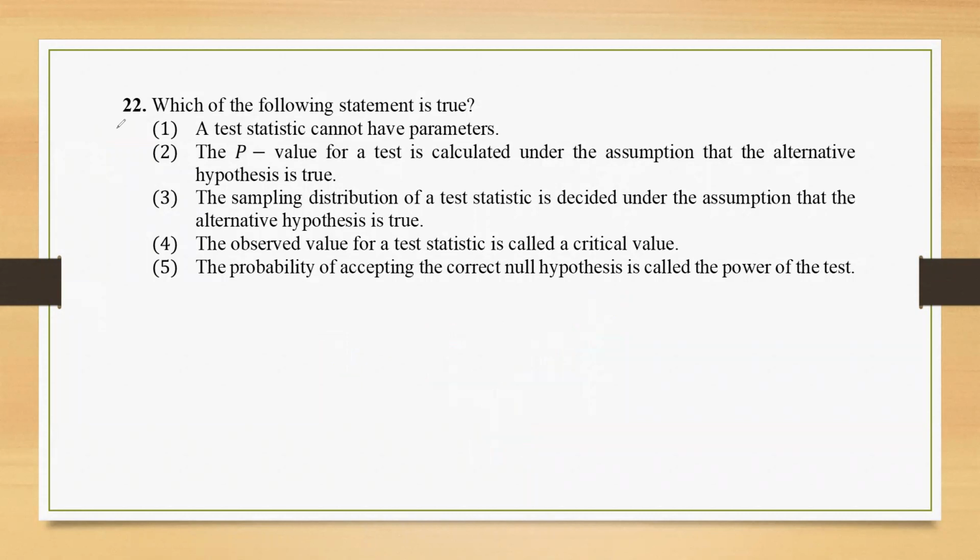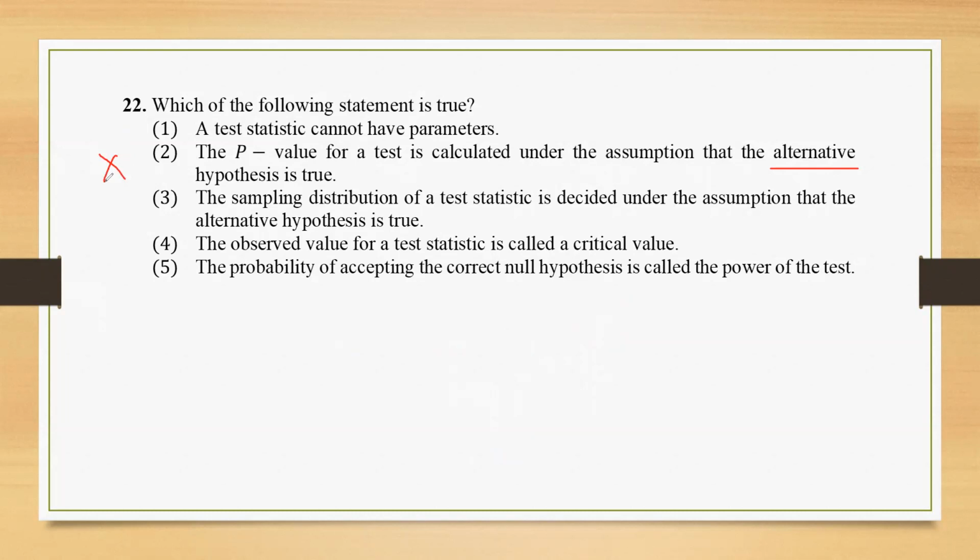Then, the p-value for a test is calculated under the assumption that the alternative hypothesis is true. That is false, not the alternative hypothesis. Actually, we calculate the p-value or a test statistic assuming that our null hypothesis is true. අපේ null එක නිවැරදි කියන පදනමින් තමයි අපි p-value එක calculate කරන්නේ. So therefore, the second one is also incorrect.